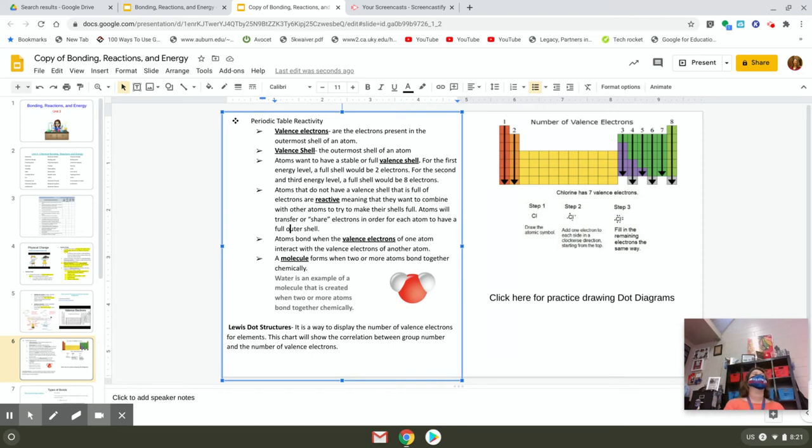Periodic table reactivity. So last unit, we learned how to read the periodic table. We learned how to find information about each of the elements there.